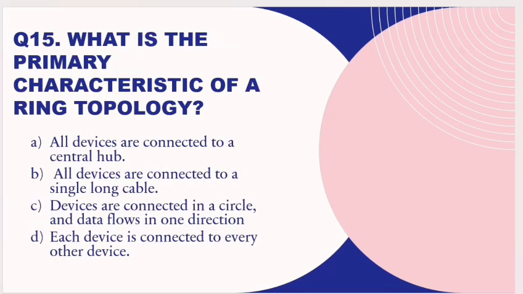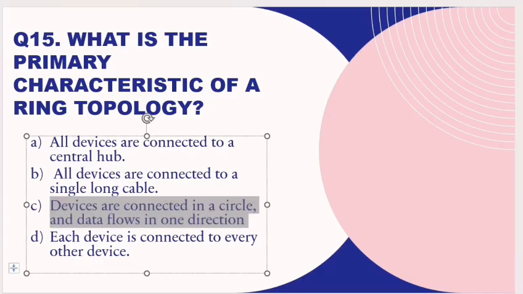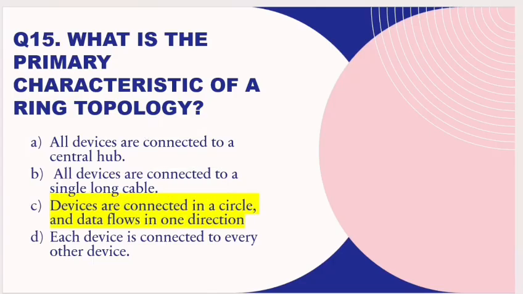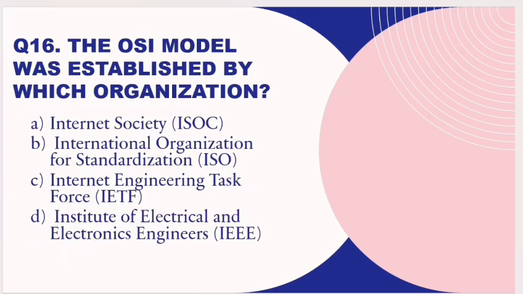Moving on to our 15th question. What is the primary characteristic of a ring topology? The options are: A, all devices are connected to a central hub. Option B, all devices are connected to a single long cable. Option C, devices are connected in a circle and data flows in only one direction. Option D, each device is connected to every other device. I hope you all have guessed the answer right. So the right answer for this question is option C. Devices are connected in a circle and data flows in only one direction. Moving on to question number 16.